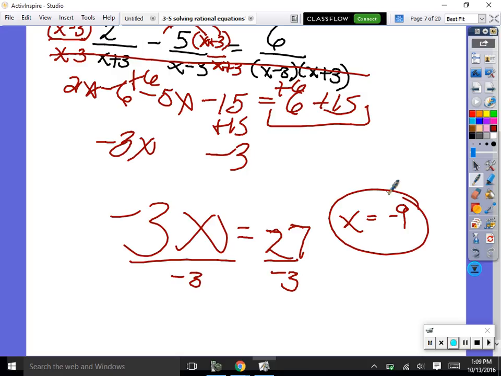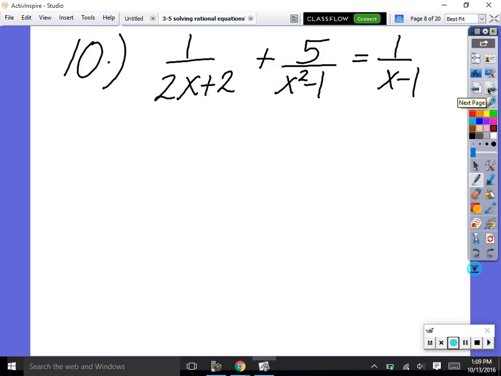Everybody feel good? Okay. We would check it though. We would absolutely check it, but I'm not going to take the time to do that right now. It does work. Do number 10 and check your answer. Or answers. Then you would check it and it does work.